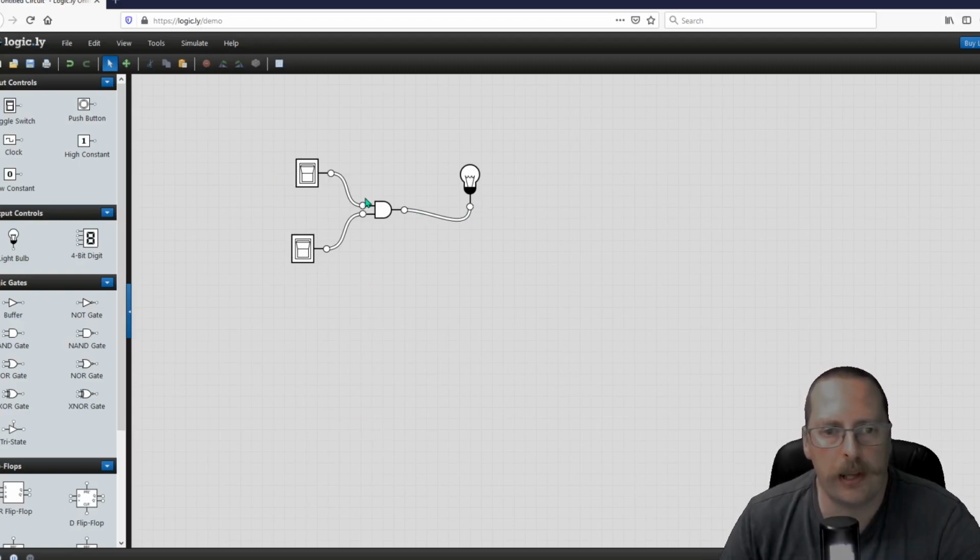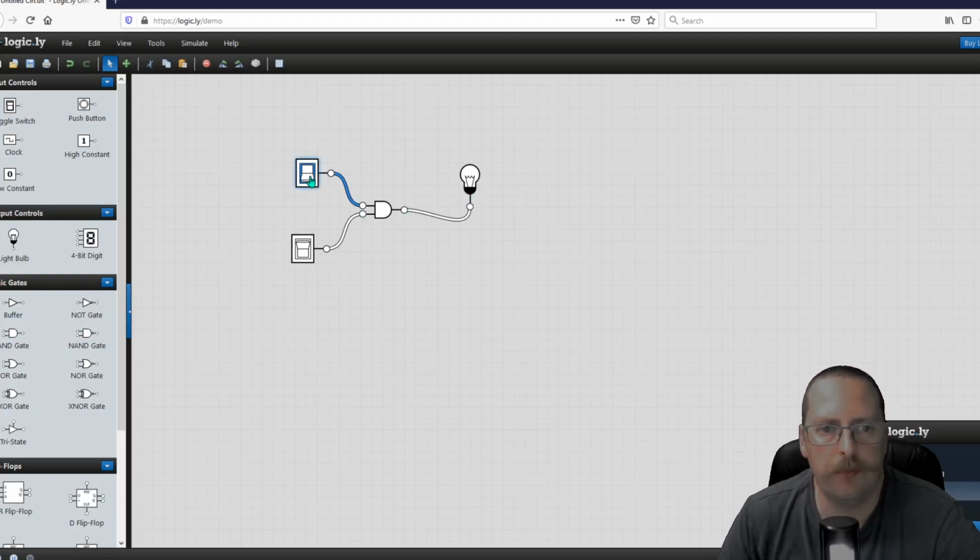Now remember we said that both inputs have to be on for the output to be on. So I can switch this switch on now. Nothing has happened to my light switch because I've only got one of my inputs on. When I switch the second input on, the light switch switches on. So this input and this input cause this output to work. So if I switch one switch off, it won't work.